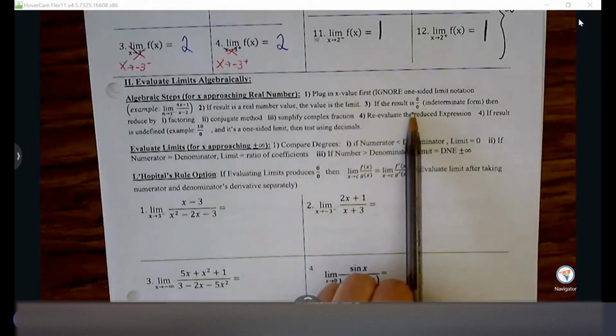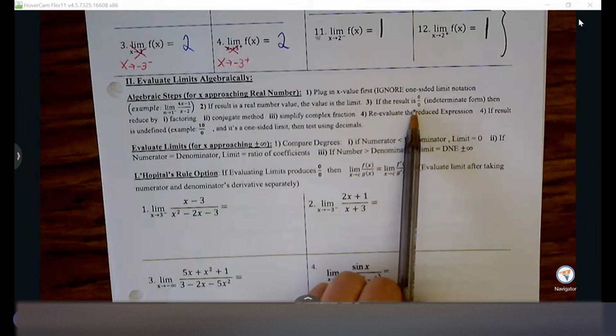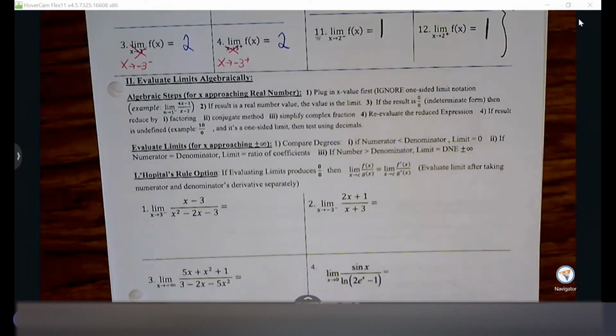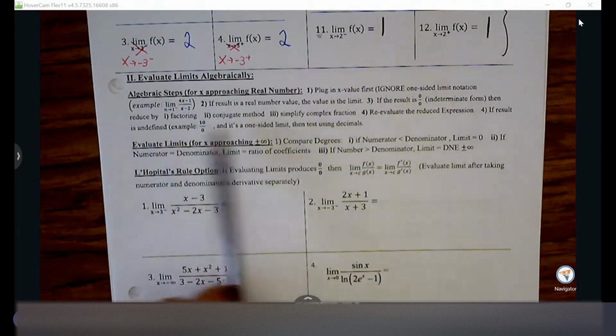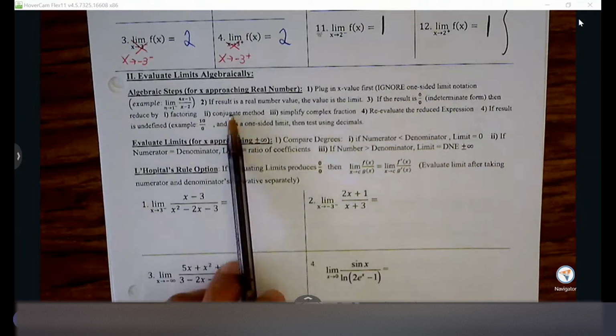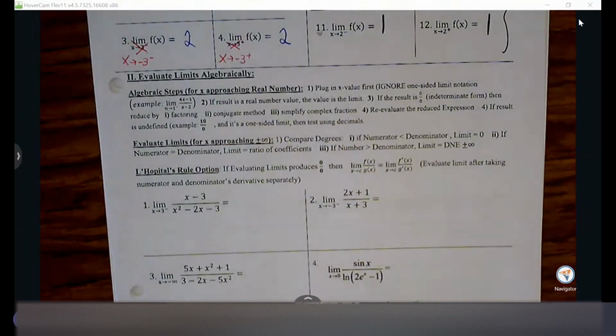But if we get 0 over 0, which is more likely, that means that we're getting a hole in the graph. A hole in the graph doesn't mean that the limit doesn't exist. It just means that the limit exists, but we just haven't found it yet. It's kind of hidden from view. So algebraically, we're going to try to get rid of that hole. We can go through factoring, the conjugate method, or simplifying using complex fractions. The whole goal is to identify the hole, cancel it out, reevaluate, and that should lead us to a real number. And that real number will tell us where that hole was.